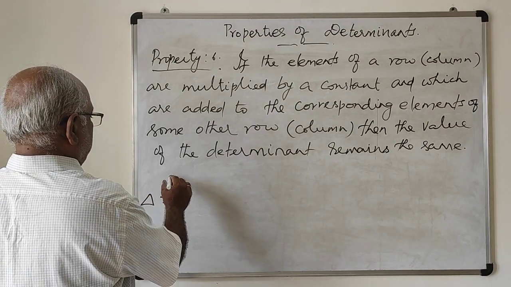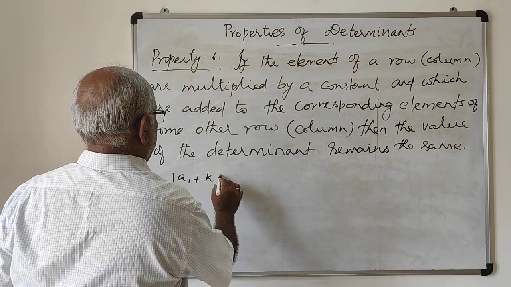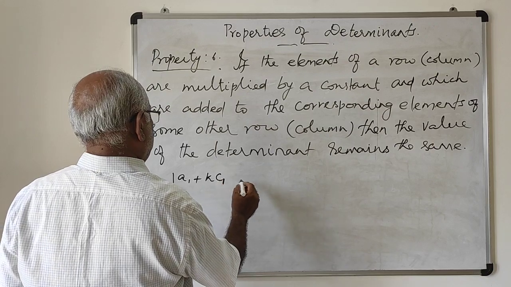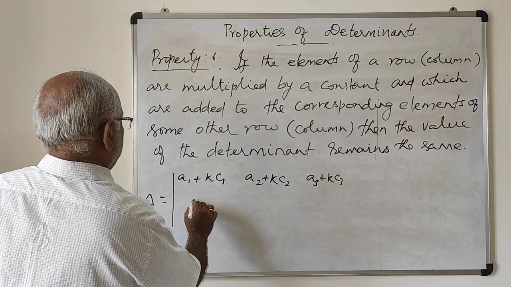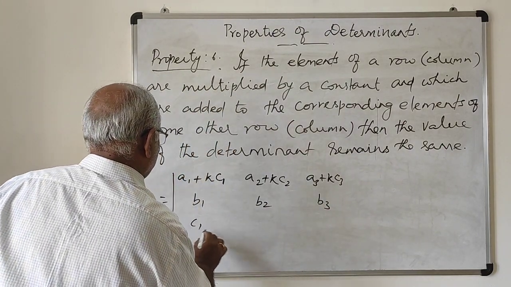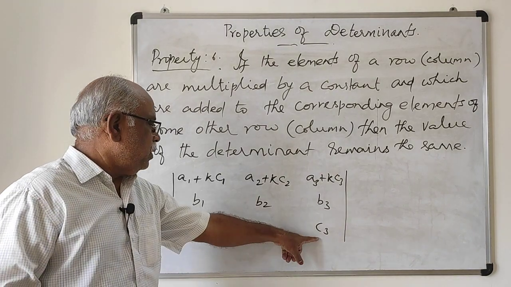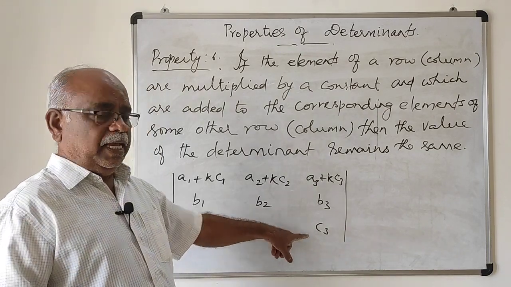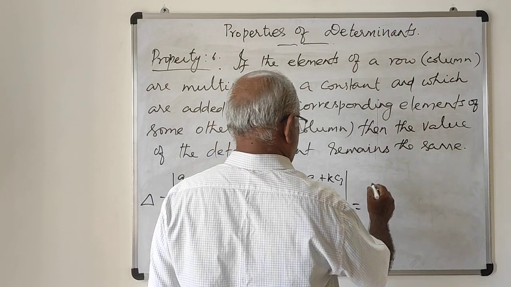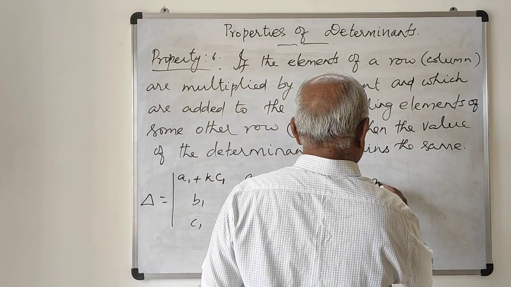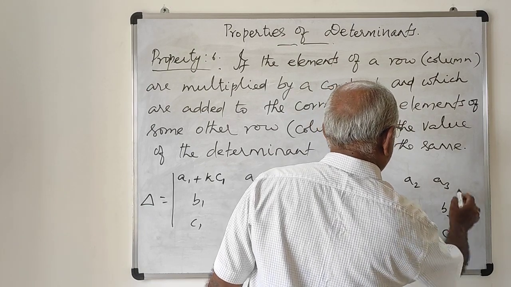This is given by delta as a determinant with first row A1 plus KC1, A2 plus KC2, A3 plus KC3. Next, the second row B1, B2, B3, and the third row C1, C2, C3. The elements of the third row are multiplied by the constant K and added to the corresponding elements of the first row. If that is the case, the value of the determinant is the same. That is, the determinant with rows A1, A2, A3; B1, B2, B3; C1, C2, C3. This is the value of delta that we will get.